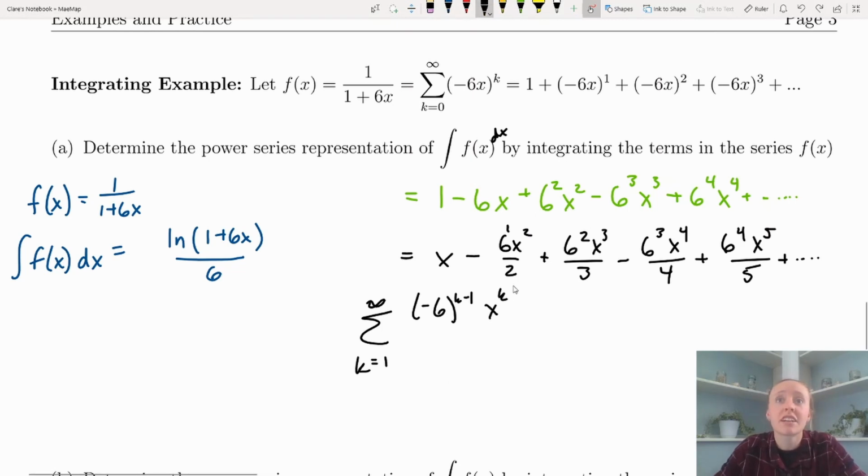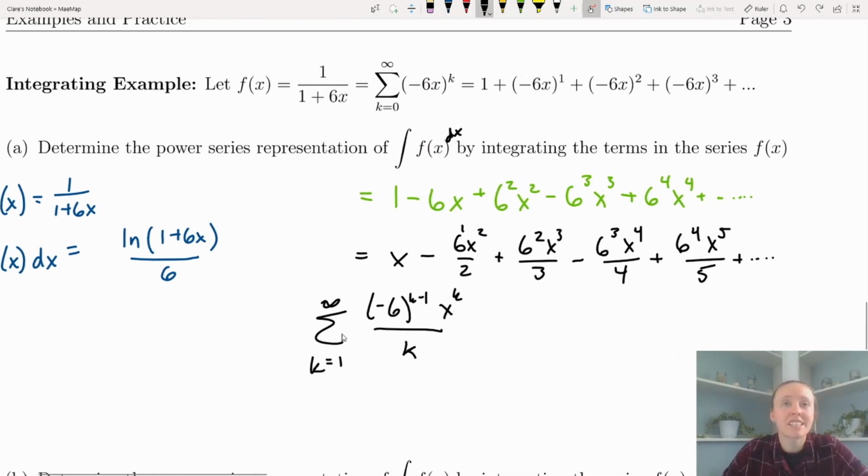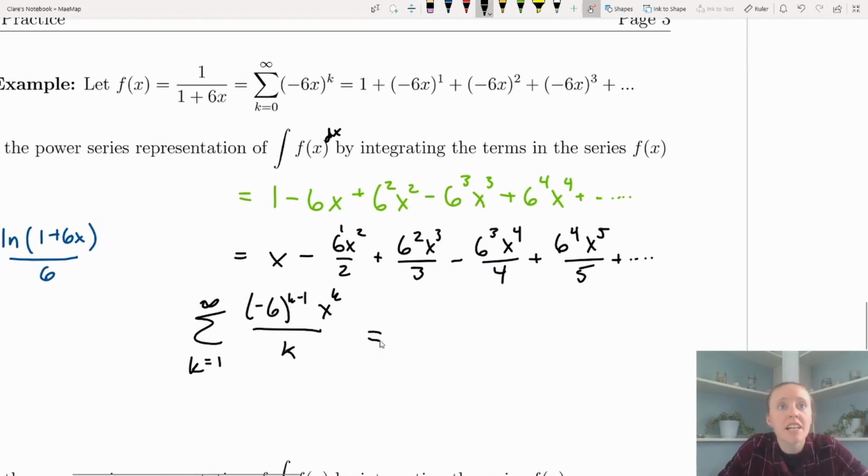But lastly, I have to take care of that denominator. So my first term is over 1 essentially, and then over 2, over 3, over 4, and so on. So that's going to be all over k. And I know I can simplify this a little bit further, because if I split up this negative 6 to the k minus 1, I'll be able to combine my negative 6 to the k with my x to the k. So I'm going to write this as the summation from k equals 1 to infinity of negative 6 to the k times negative 6 to the negative 1 times x to the k all over k.